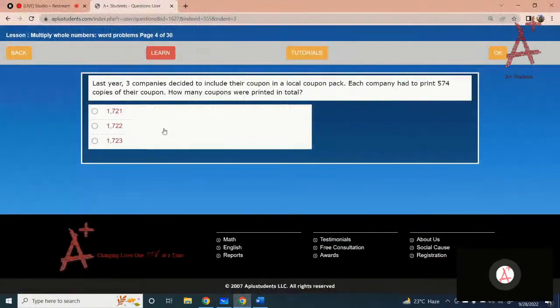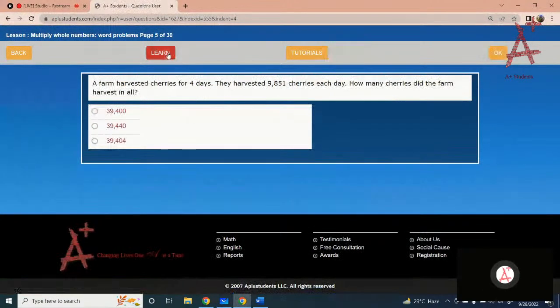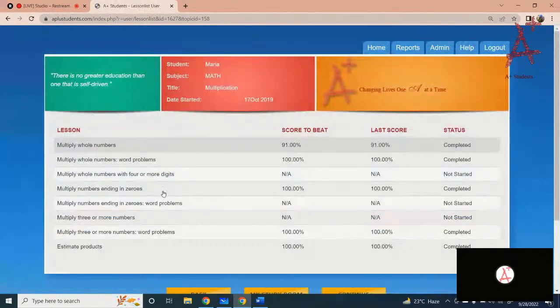Select the correct option and click on the OK button. You can complete the test right after this session or later today. If you need more help with this topic, you can contact any tutor on the Skype. They are available from 5 to 9 Monday to Friday. So for the next lesson, just click on the back button so that we can be on the next lesson.